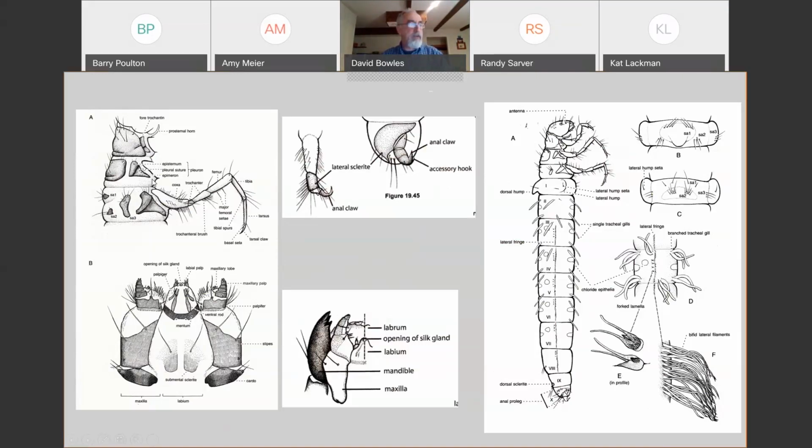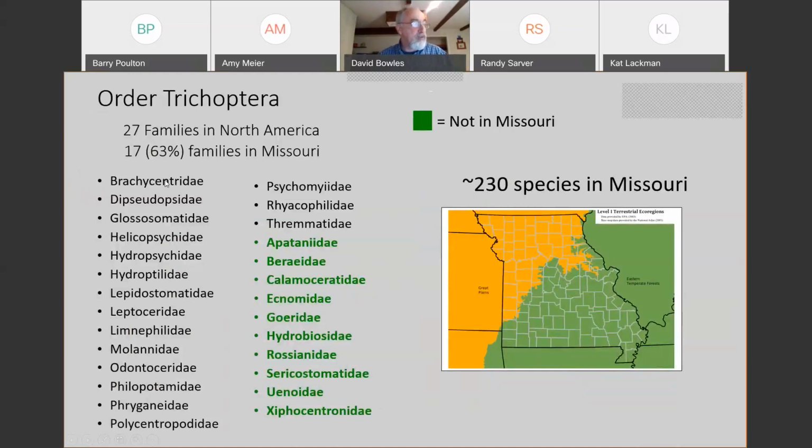So let's talk about families. For the Order Trichoptera, there are 27 families in all of North America. Seventeen, or 63%, of those are in Missouri, which is pretty good. We have about 230 species in Missouri, and we'll go through these families one by one, but the ones in green are those that are not known to occur in Missouri. They are primarily from about central Texas throughout the Southwest, or west of the Continental Divide. So we don't have them here.